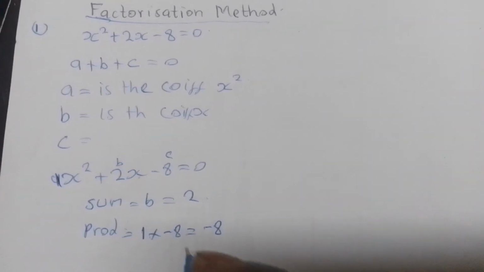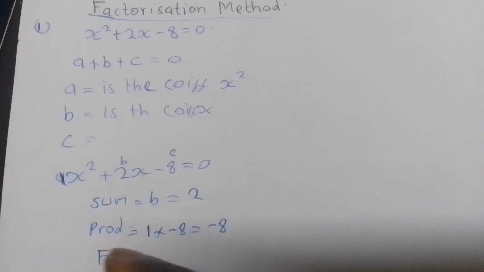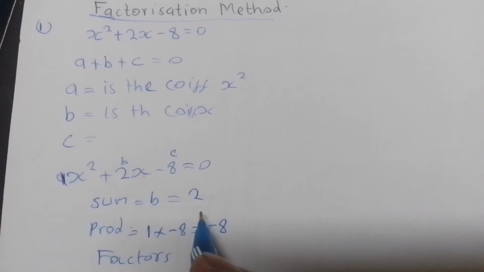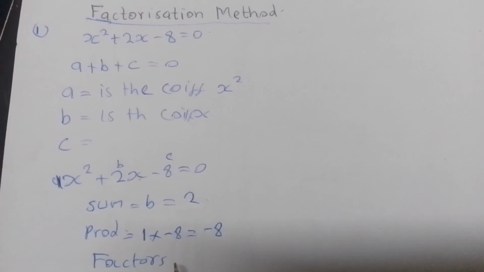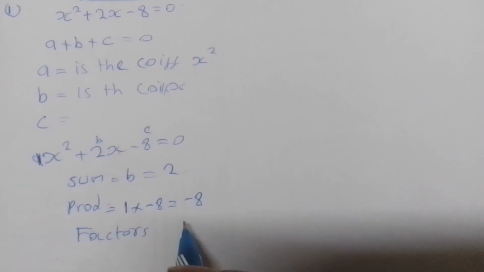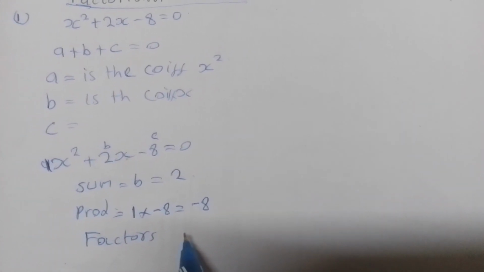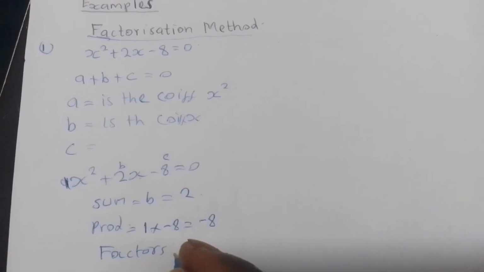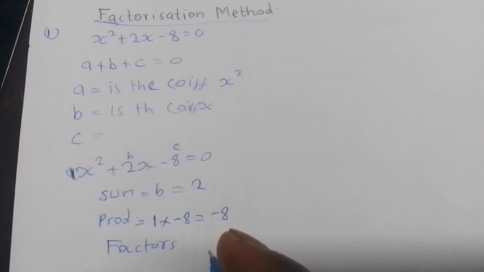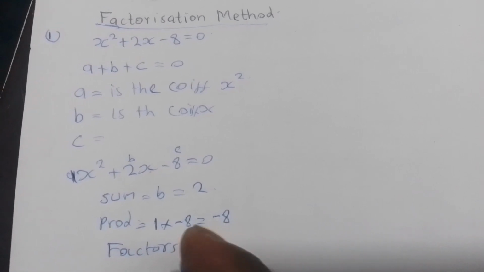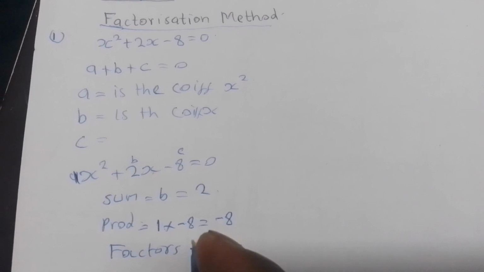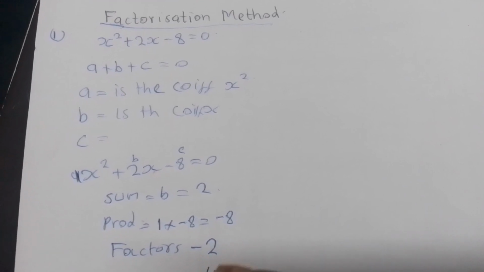So having known that, get factors which if you add, you will get 2, and if you multiply, you will get negative 8. These are negative 2 and 4.